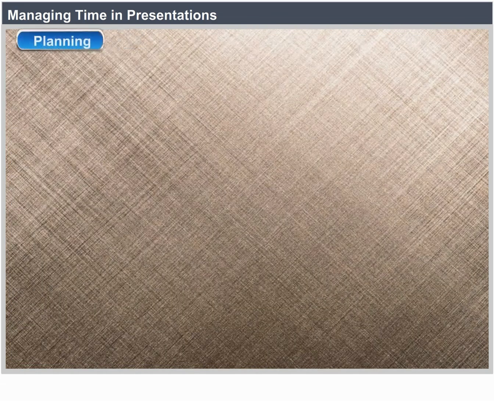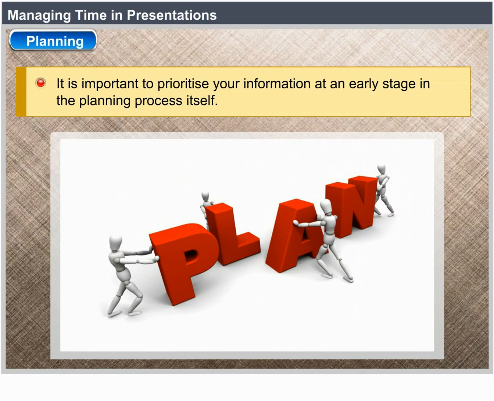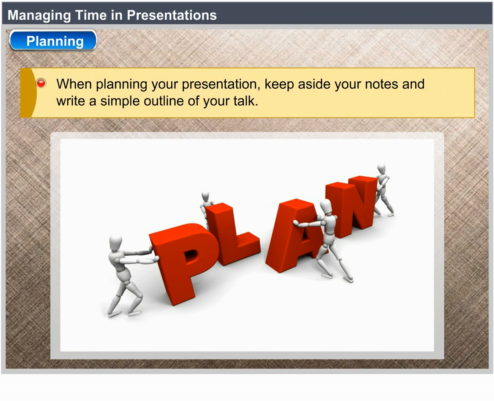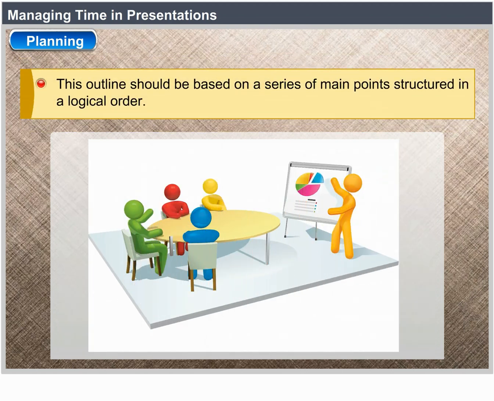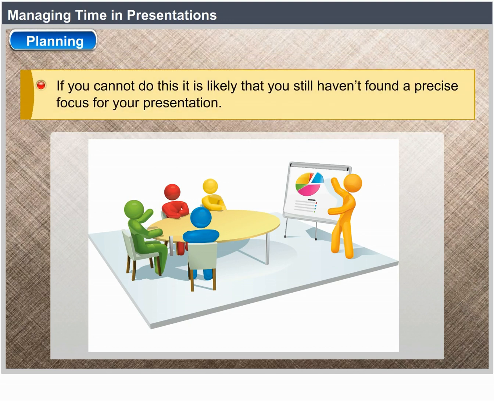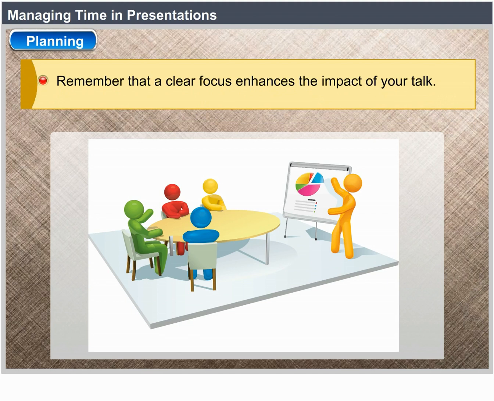Planning. It is important to prioritize your information at an early stage in the planning process. When planning your presentation, put aside your notes and write a simple outline of your talk. This outline should be based on a series of main points structured in a logical order. Make sure that you can express each of the key points in a few words or a simple sentence. If you cannot do this, it is likely that you still haven't found a precise focus for your presentation. Remember that a clear focus enhances the impact of your talk.